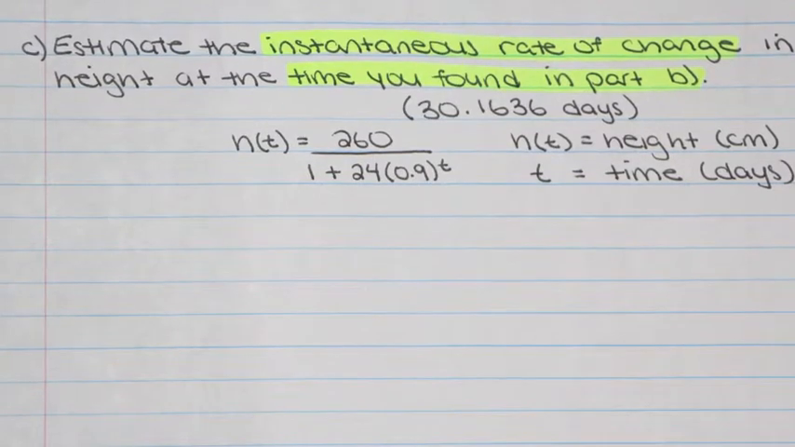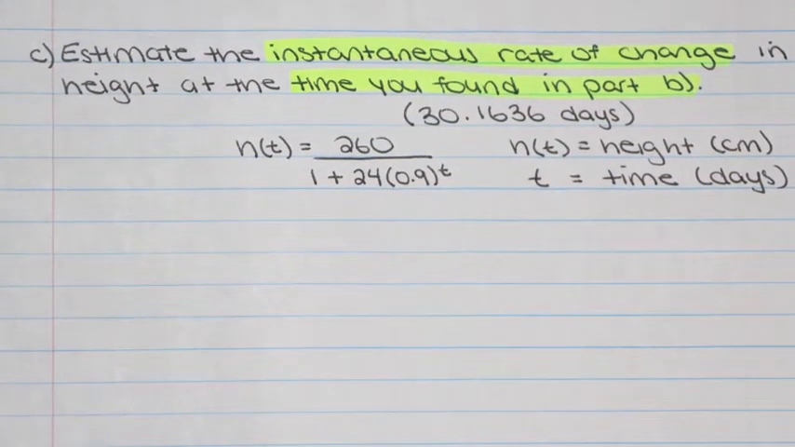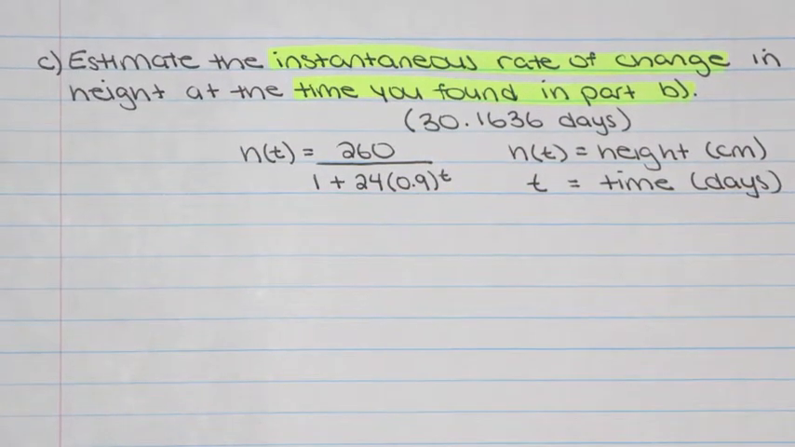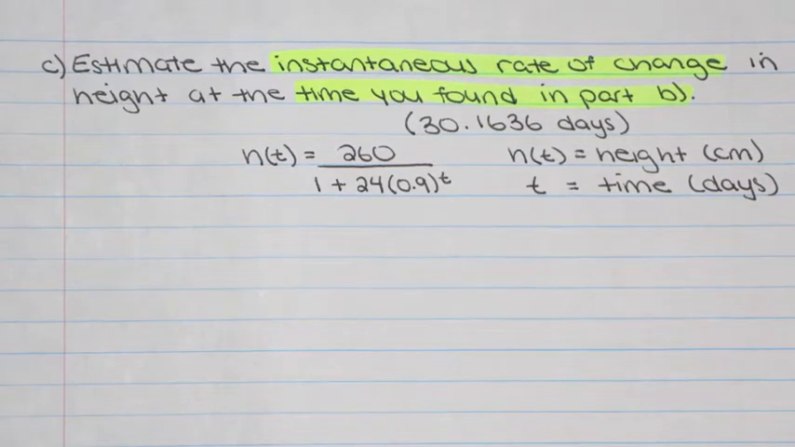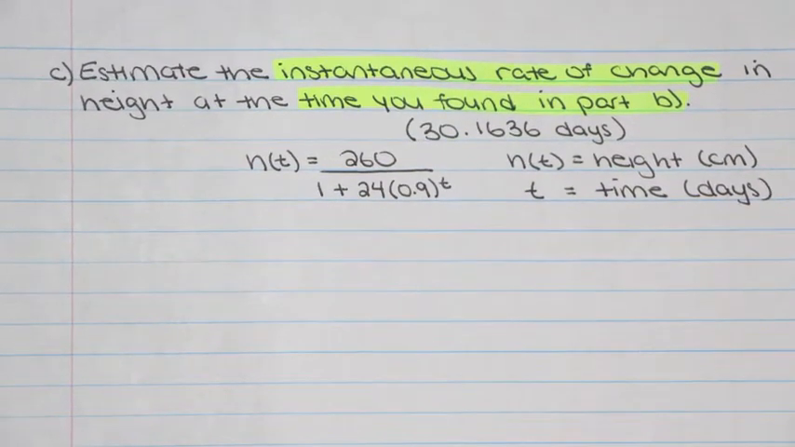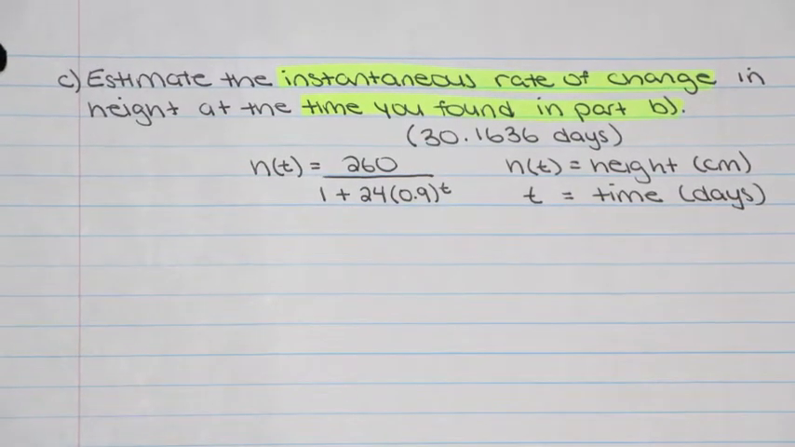Part C of this question says estimate the instantaneous rate of change in height at the time you found in Part B. Therefore, I must find the instantaneous rate of change at 30.1636 days. Solving for instantaneous rate of change, or IROC, is similar to solving for average rate of change, or AROC, as we did in Part A.